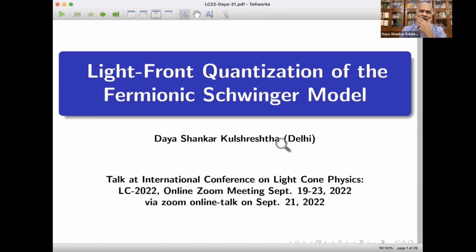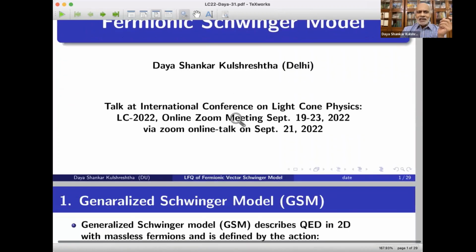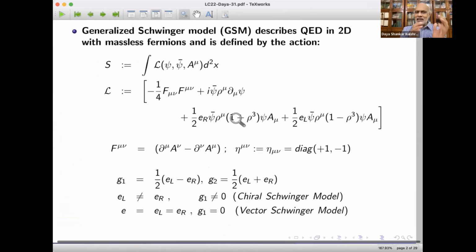So as the title suggests, I'm going to talk on the LightFront quantization of the Fermionic Schwinger model. I have added the word fermionic on purpose. Eventually I'm going to talk about the vector Schwinger model, but fermionic in the sense that I would be dealing with the Fermi fields.